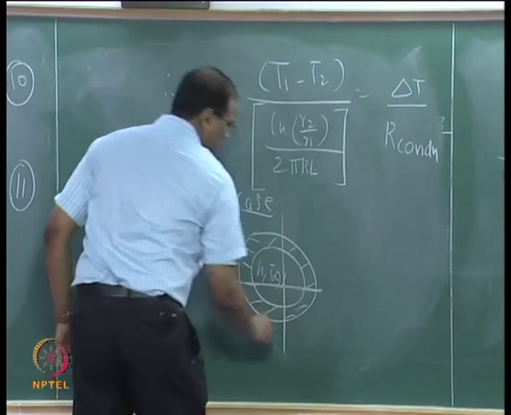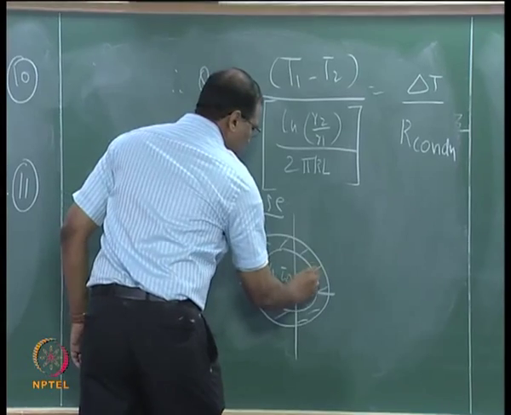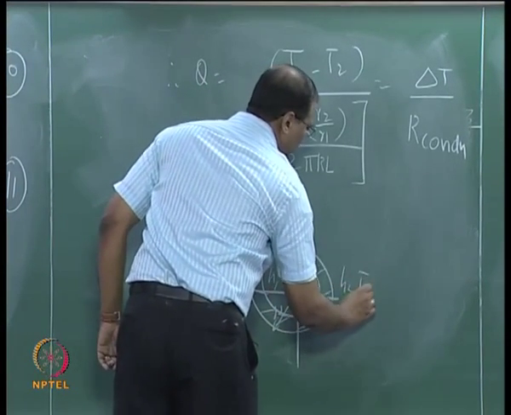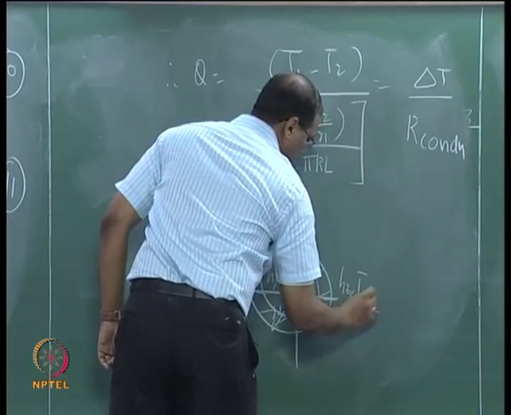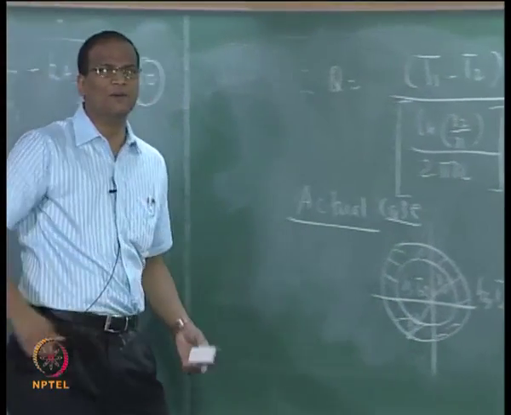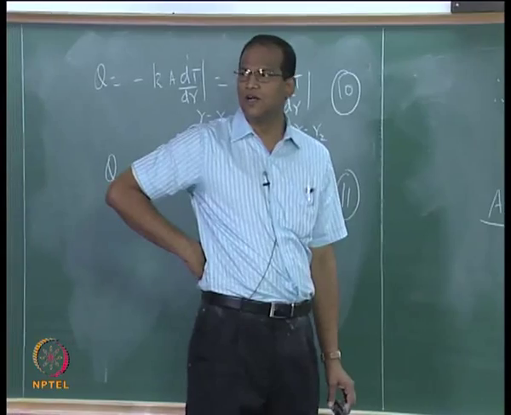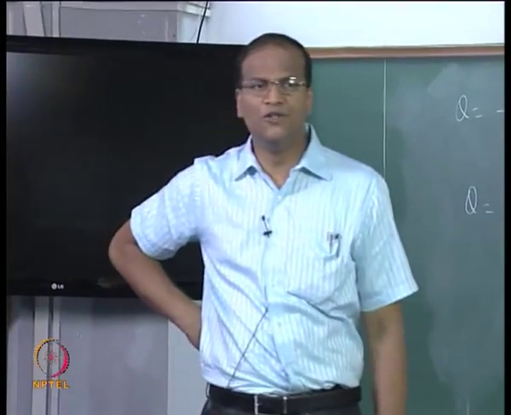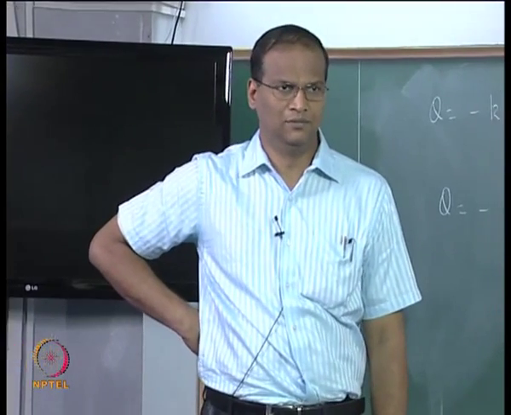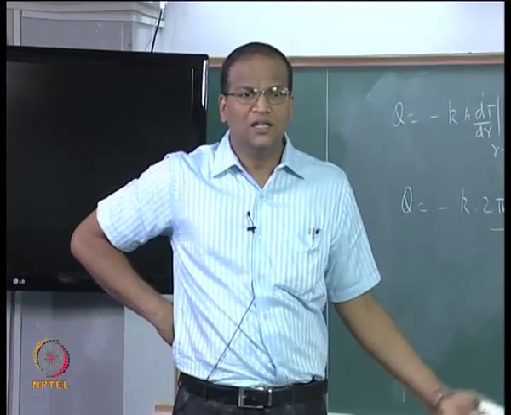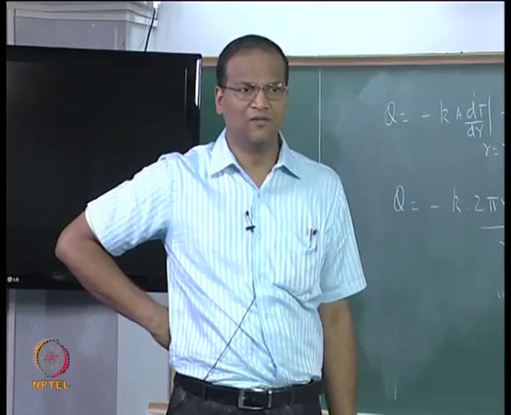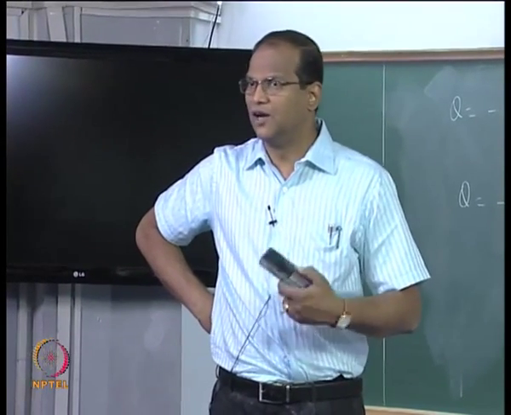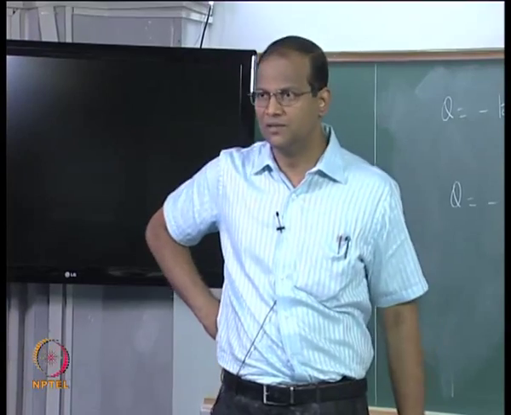h1, T infinity 1, R1, R2, h2, T infinity 2. So I do not know the temperatures T1 and T2 at R1 and R2 respectively. Rather I know the temperature of the fluids which are flowing on the inside and the outside and the heat transfer coefficients. This is possible in a double pipe heat exchanger where cold fluid is flowing inside and hot fluid is flowing outside. You are trying to accomplish heat transfer between the two fluids.